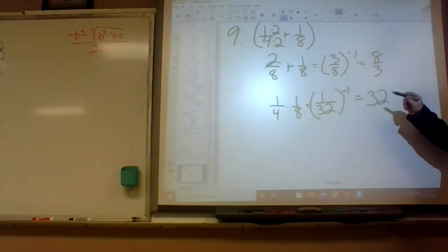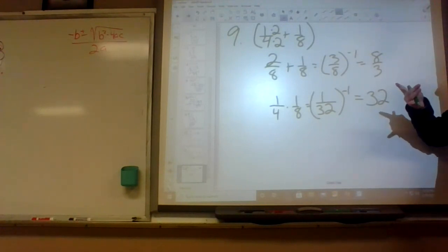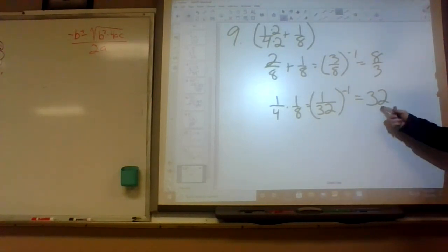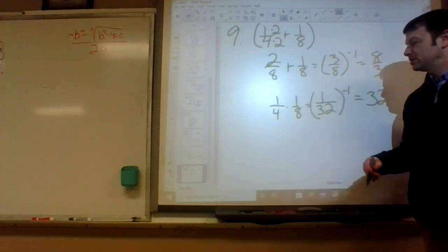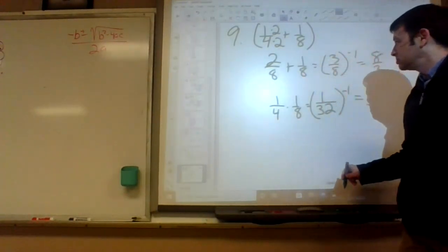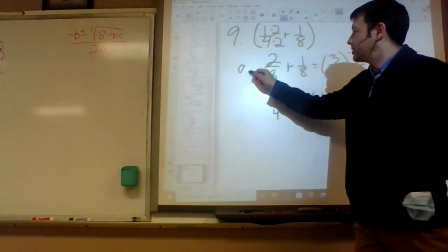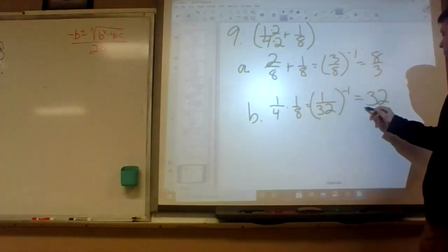Now on this one, because it was a multiply problem, we could have flipped both of them independently and you ended up with the same answer. Like distributed the negative 1 out. So this was the A and this was the B.